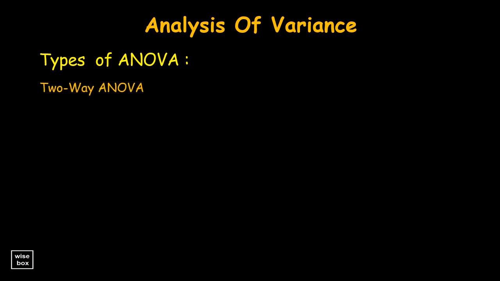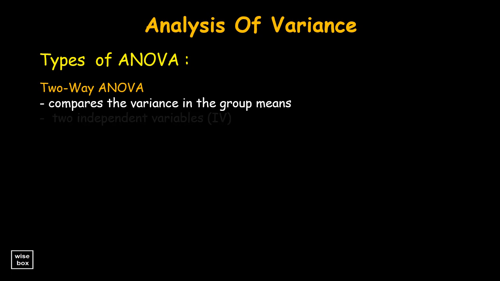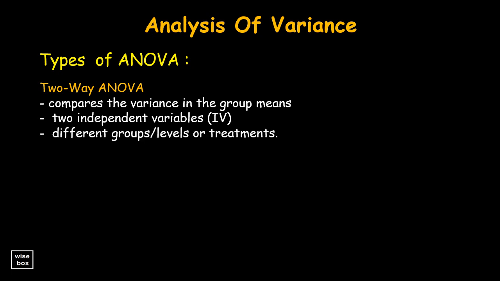The two-way Anova is a type of statistical test that compares the variance in the group means, while considering 2 independent variables, or 2 factors. The 2 independent variables are still divided into several group levels, or treatments.